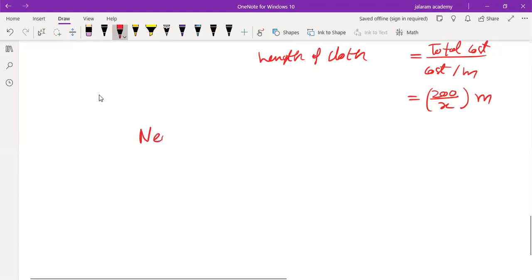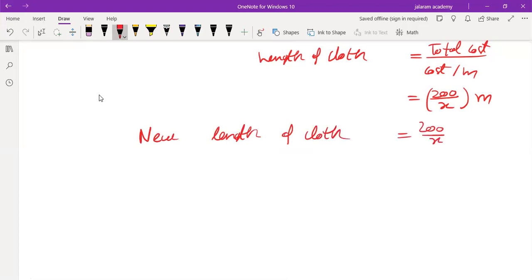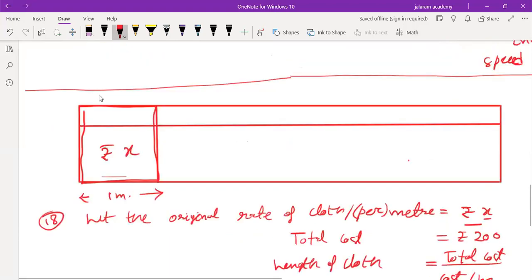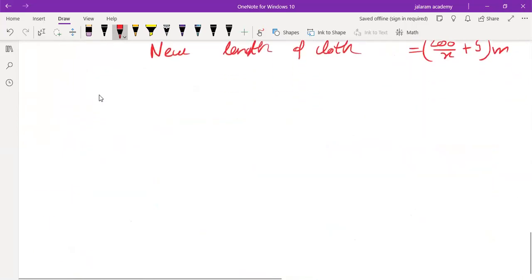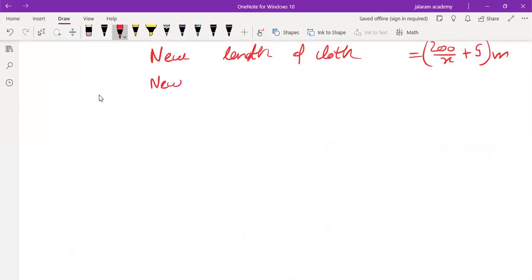So new length is 5 meter more. So what will be the new length of cloth? New length of cloth is 200 by X plus 5 meter. New length of the cloth is 5 meter more than the original. And each meter of cloth costs rupees 2 less. And the new cost per meter of cloth is 2 rupees less.